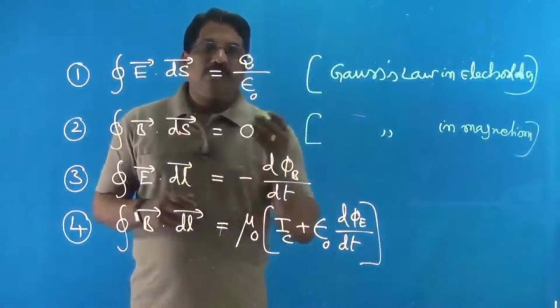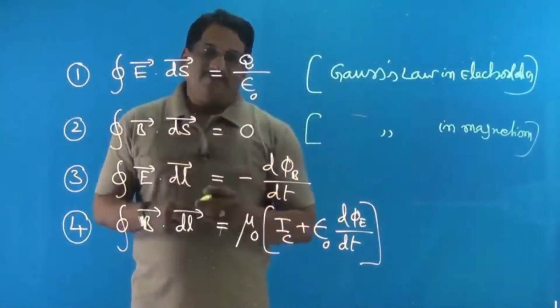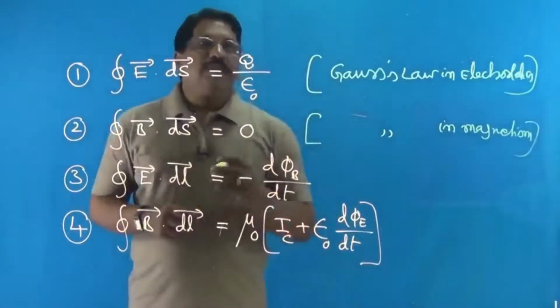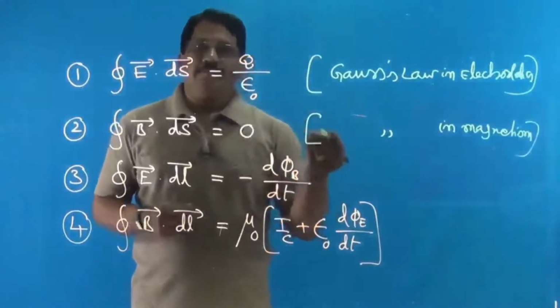Due to one pole, if the flux is outward, due to the other pole it will be inward, so that the net flux becomes 0. And an isolated pole is rather a theoretical concept. This is the conclusion we get out of this. This is Gauss law in magnetism.